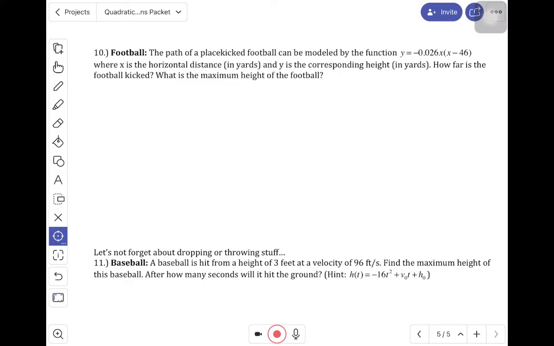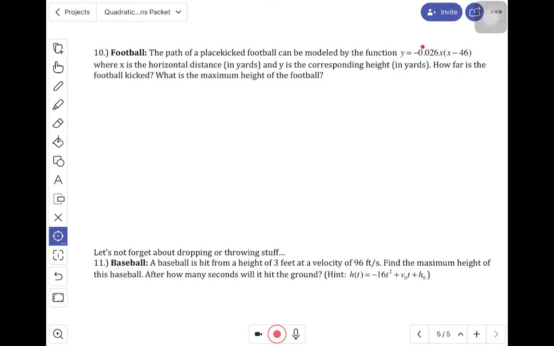The path of a place kick football can be modeled by the function y equals negative 0.026x times the quantity x minus 46, where x is the horizontal distance in yards, kind of like our bridge problem again, and y is the corresponding height in yards. How far is the football kicked? And what is the maximum height of the football? So we have two things we have to find.